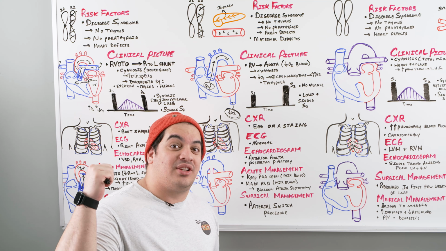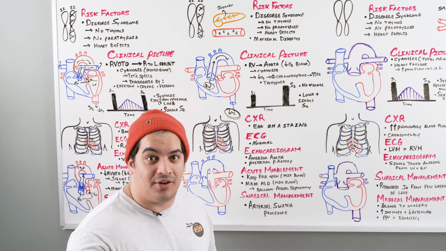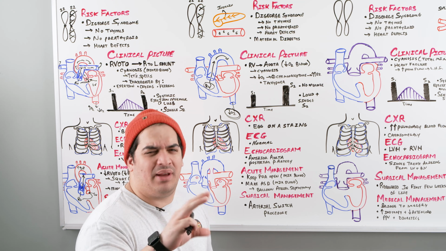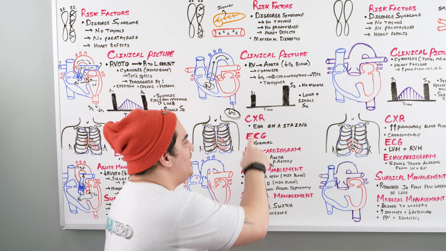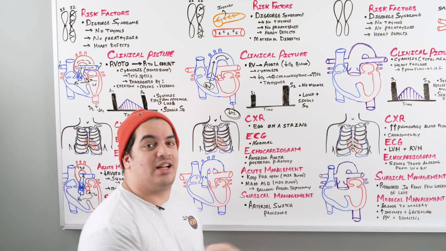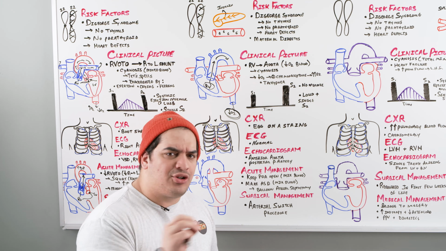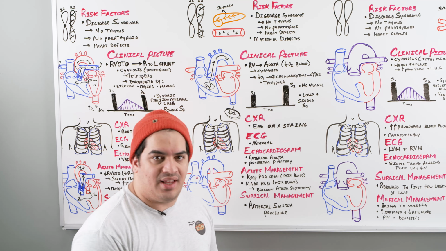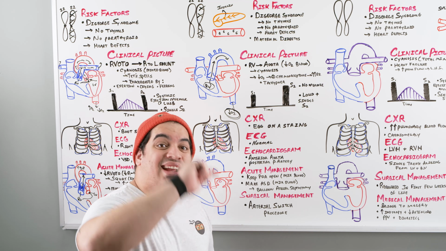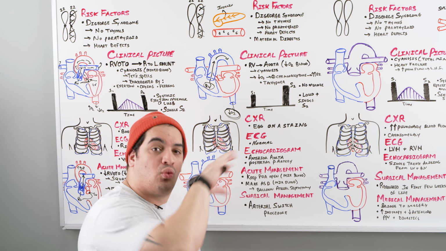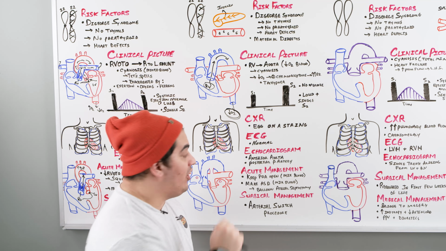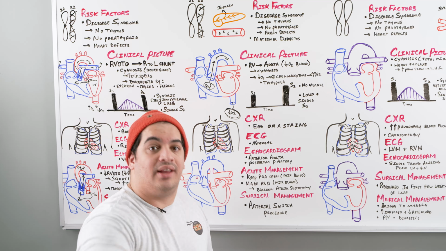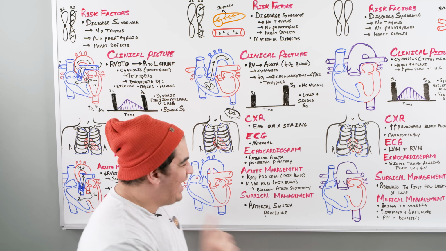So for the actual tetralogy, it was a boot-shaped heart. And the EKG wasn't a super big thing, but what I want you to know for this one is an egg on a string for the transposition of the great arteries, no special kind of EKG findings. But the echo is going to be the super obvious thing where you'll see the aorta arising anteriorly from the right ventricle and the pulmonary artery arising posteriorly from the left ventricle. That's the big findings here.